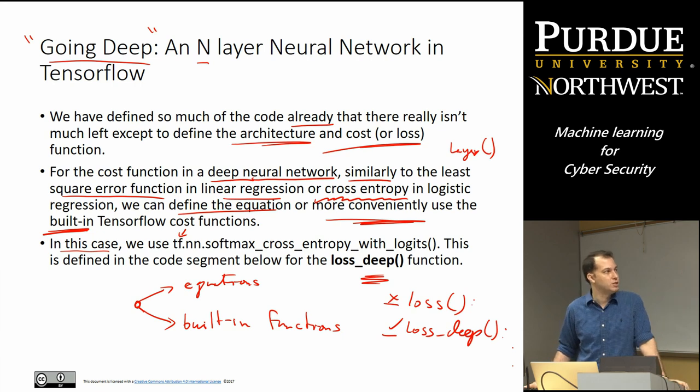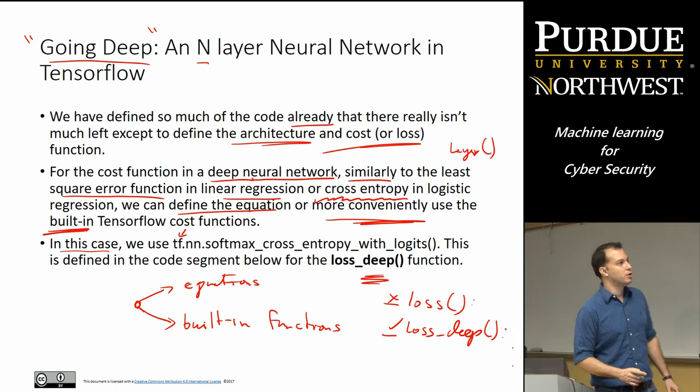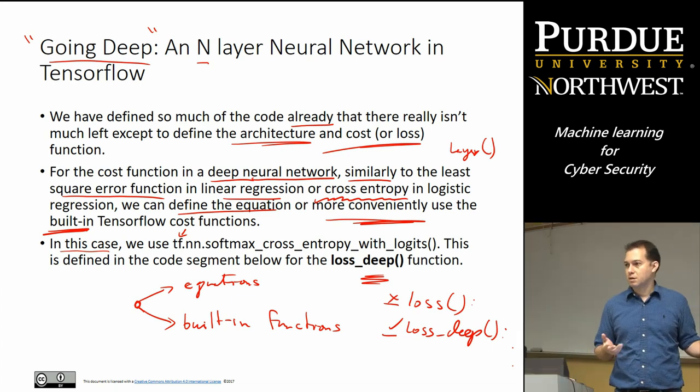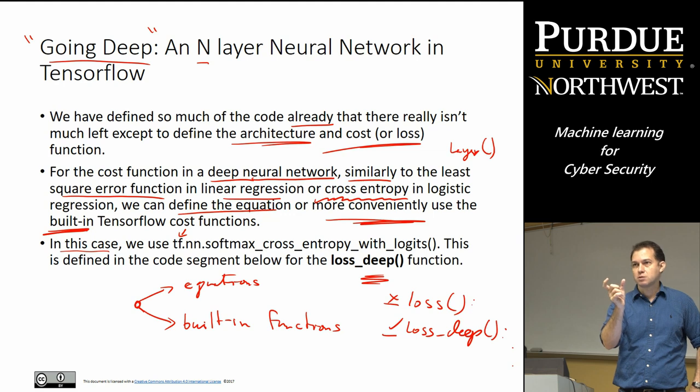In this case, we use tf.nn.softmax_cross_entropy_with_logits. This is defined in the code segment below for the loss deep function. So notice that what you can do in your code is that you can have the regular loss when you're doing logistic regression, or you could also have loss deep, and that just tells you, this is what I'm going to use whenever I want to do deep neural nets.